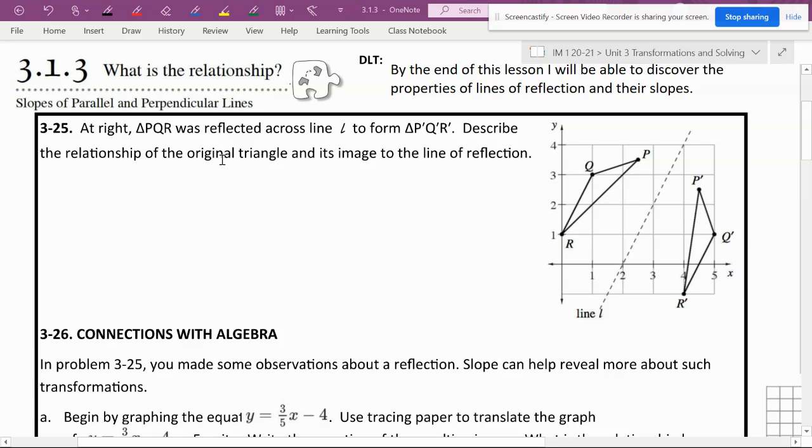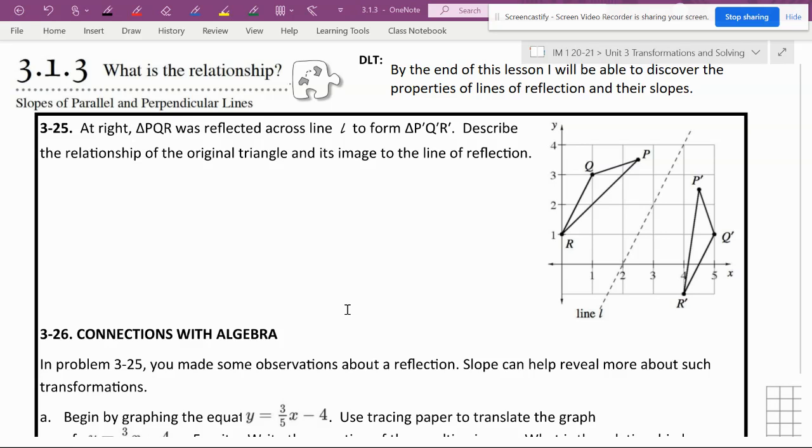At right, triangle PQR was reflected across line L to form triangle P prime, Q prime, R prime. Describe the relationship of the original triangle and its image to the line of reflection. So here you have your line of reflection, and then your points are being reflected: Q prime, P prime, R and R prime. So what is the relationship between the points and the line of reflection?